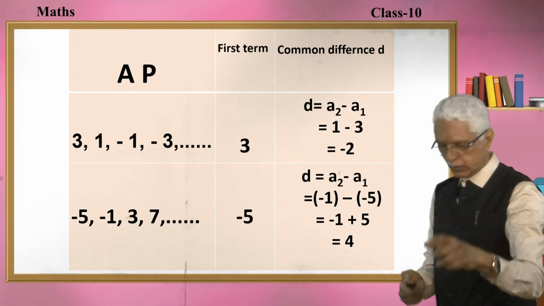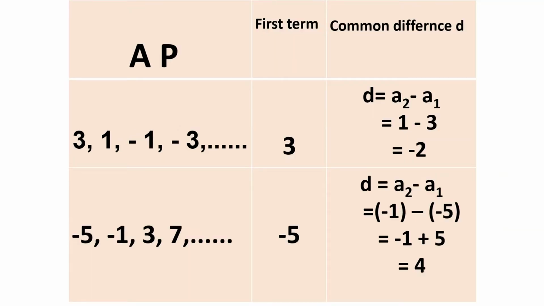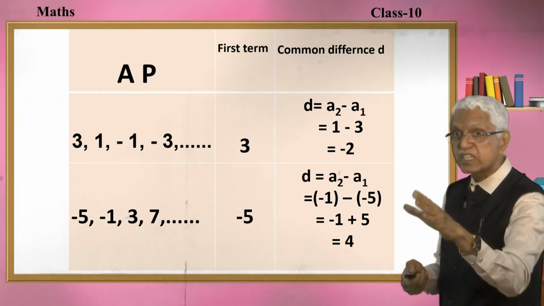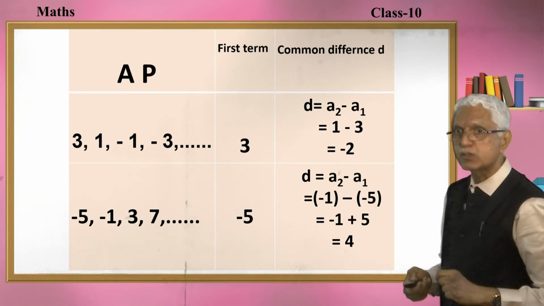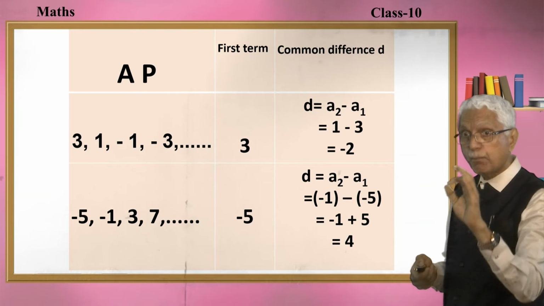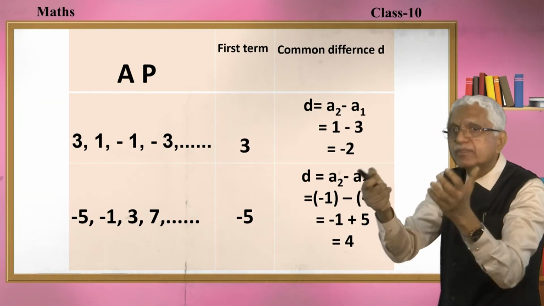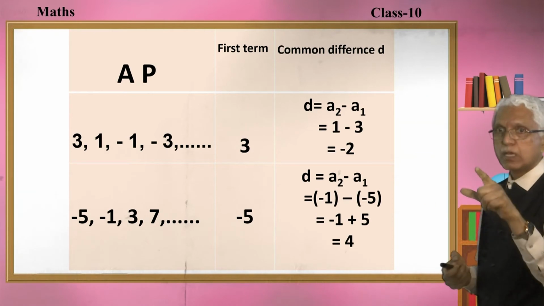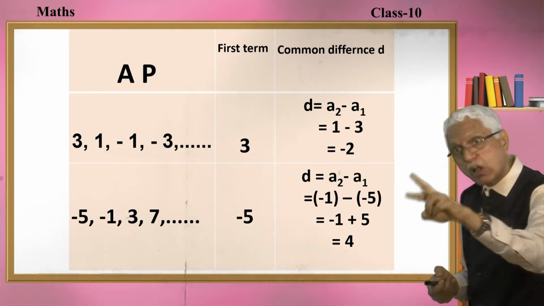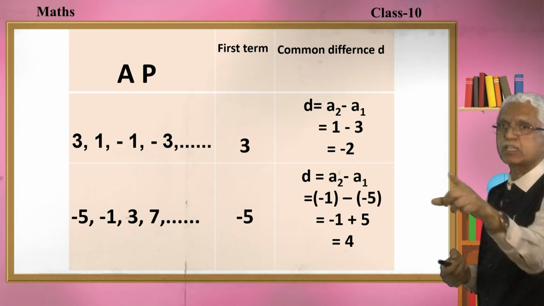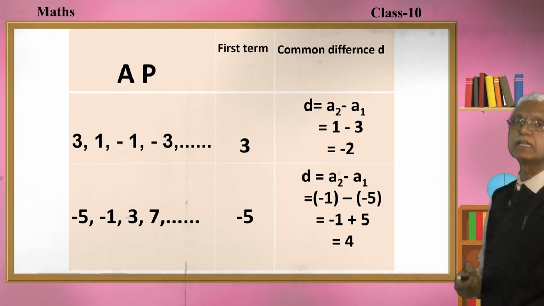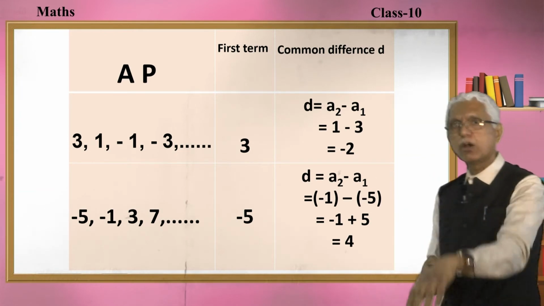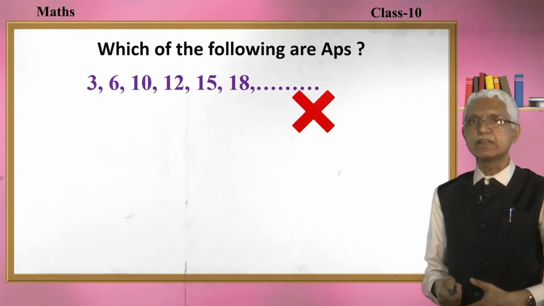Okay. I will move to the second example. Minus 5, minus 1, 3, 7, right? How will you find the common difference? Second minus first. The second one is minus 1. Minus 1 minus of minus 5. You understood why I have to put a bracket there? Because they are negatives. Minus 1 minus of minus 5 becomes plus 5. Minus 1 plus 5 is 4. So, the common difference is 4. So, this is how you can find out the common difference for a given AP.